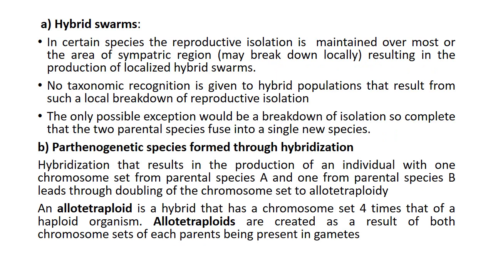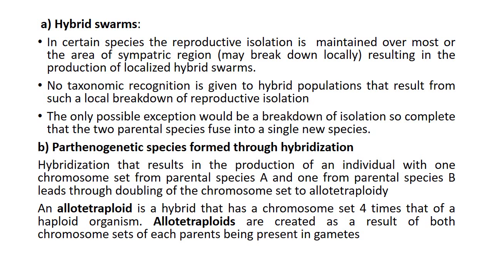Hybrid swarms. These hybrid swarms are produced as a result of the breakdown of reproductive isolation in local sympatric populations. These new hybrids are not given species status, and the species status of their parents is upheld. The species status will only be given to a hybrid if there is a production of a new species.